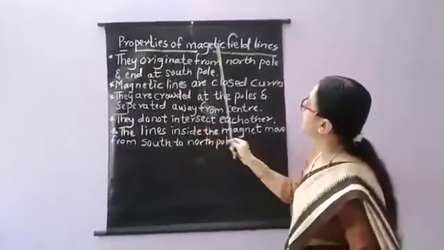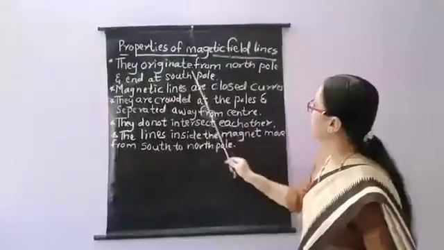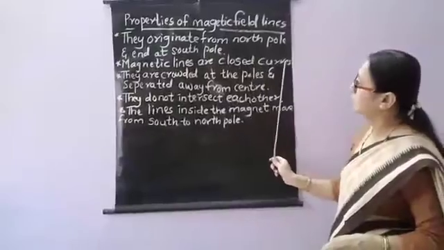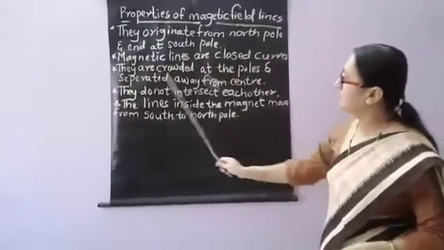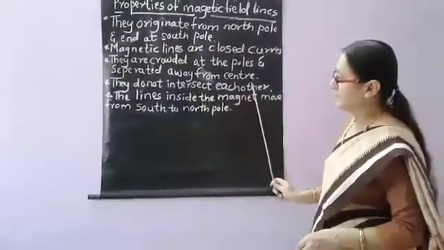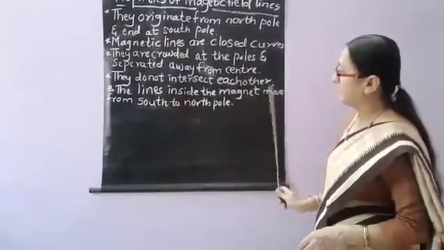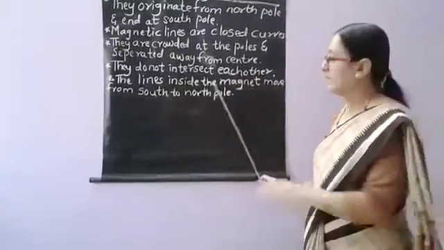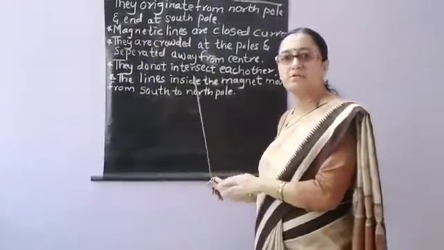So let us see the properties of magnetic field lines. They originate from the north pole and end at the south pole. Magnetic lines are closed curves. They are crowded at the poles and separated away from the center. They do not intersect each other. The lines inside the magnet move from the south pole to the north pole. These are the main properties of magnetic lines of force.